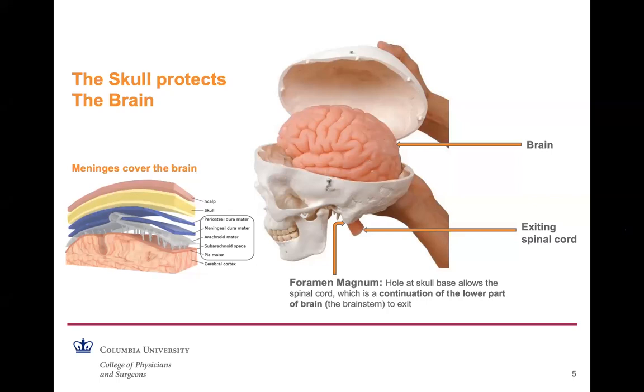I also want to point out, as I mentioned, the spinal cord is an extension of the brain. In fact, the lower part of the brain, called the brainstem, is continuous with the spinal cord, and it exits the skull via a hole at the base of the brain called the foramen magnum. And it's through this foramen that the spinal cord exits on its way down to the lumbar region.